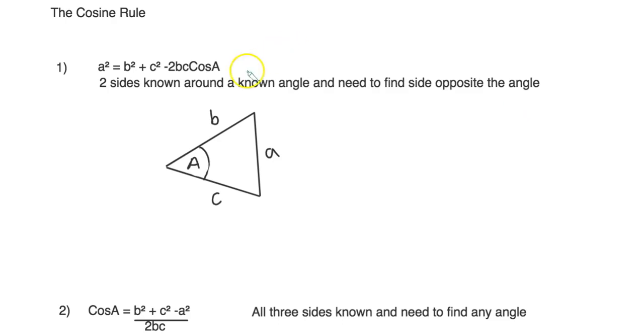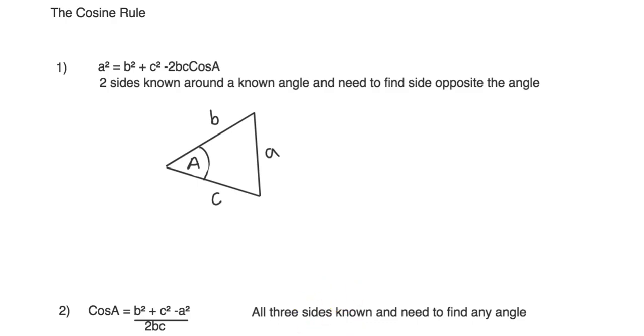First, let's look at some notation. We notice here we've got a capital A in the formula. Capital A stands for the angle that we know, and lowercase a would be the side opposite angle capital A. Every lowercase letter is a side, every capital letter is an angle, and B and C are two sides specifically around the angle capital A.